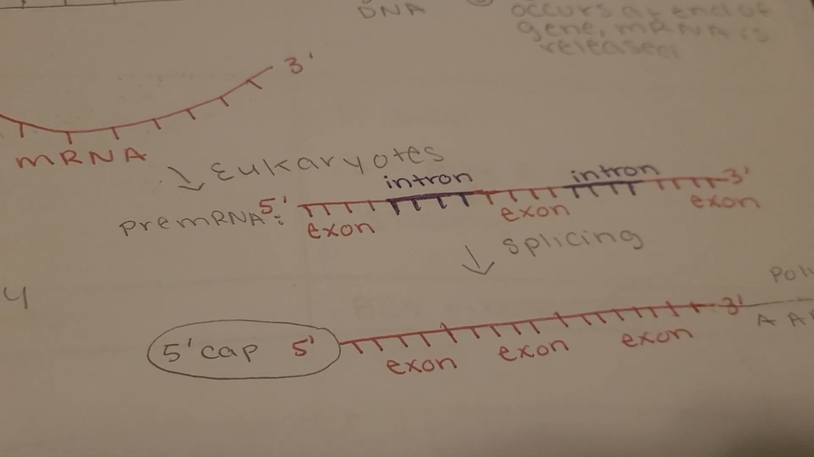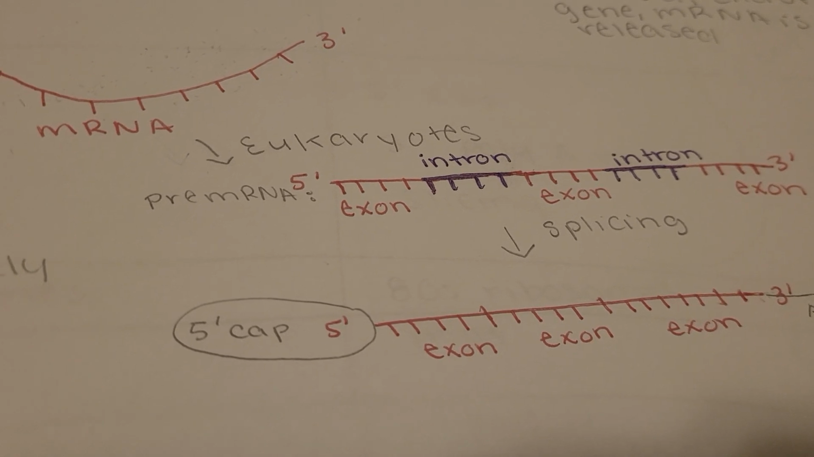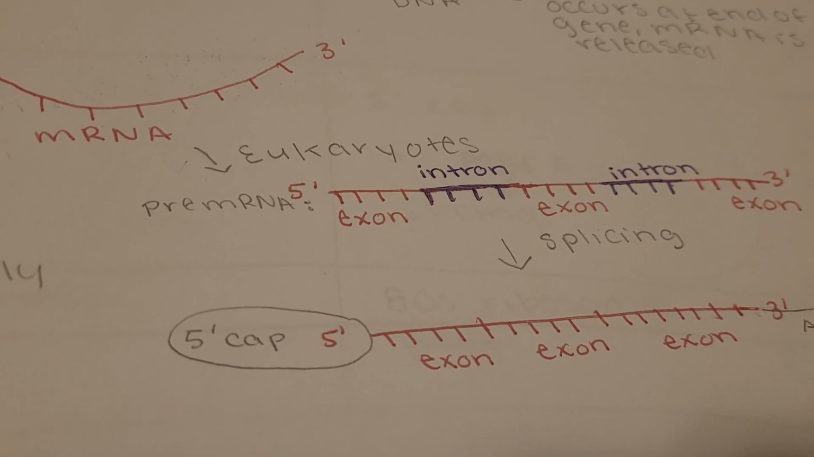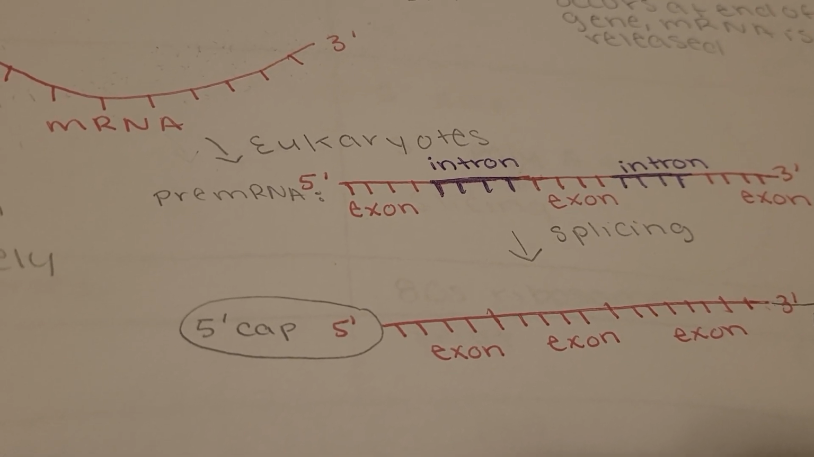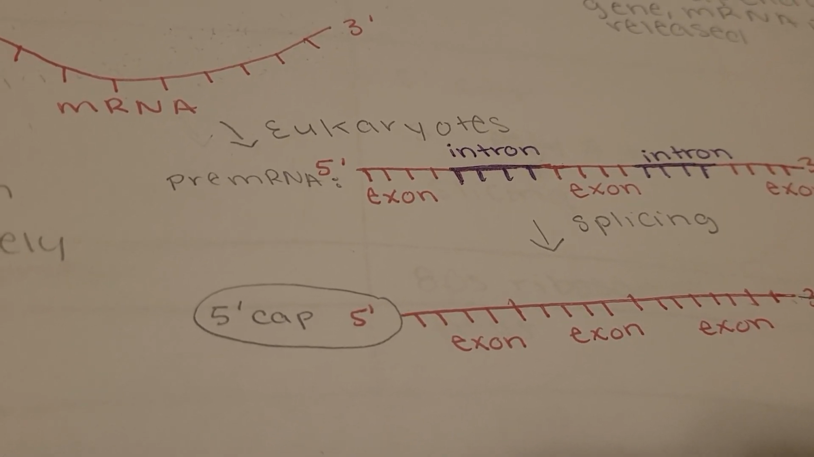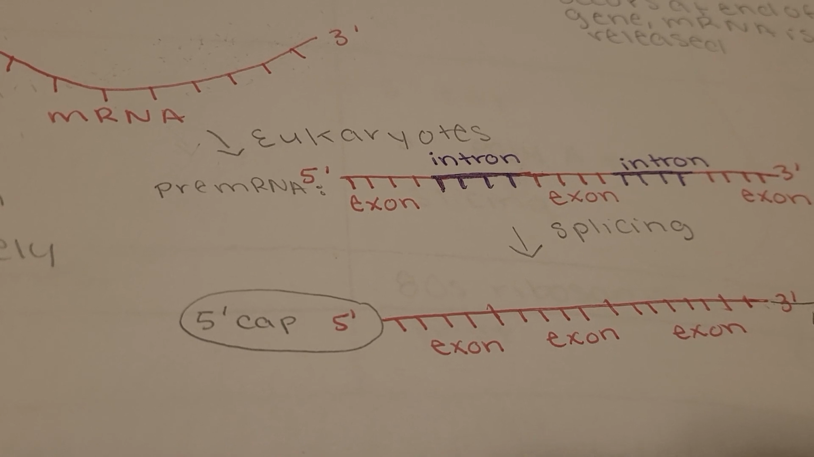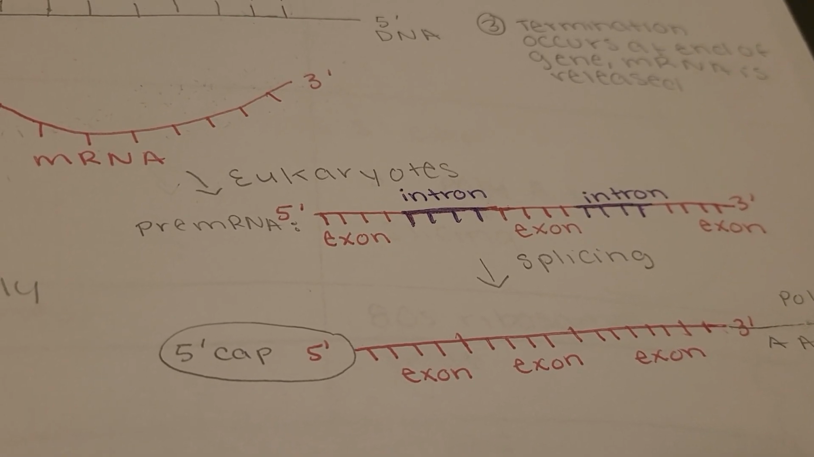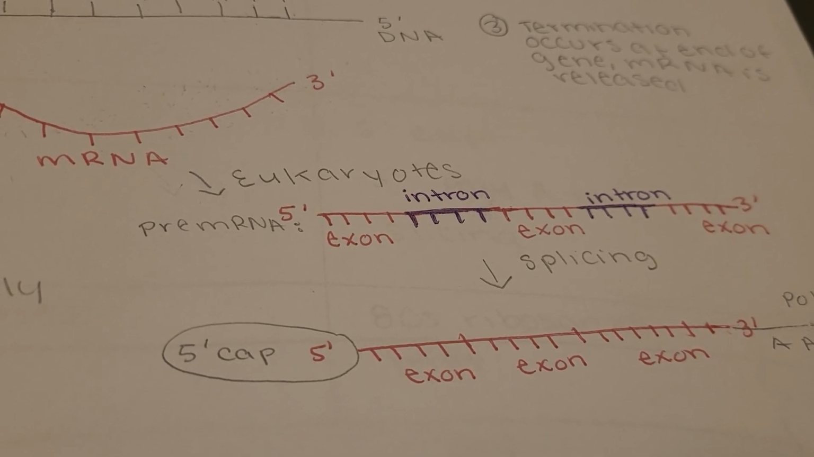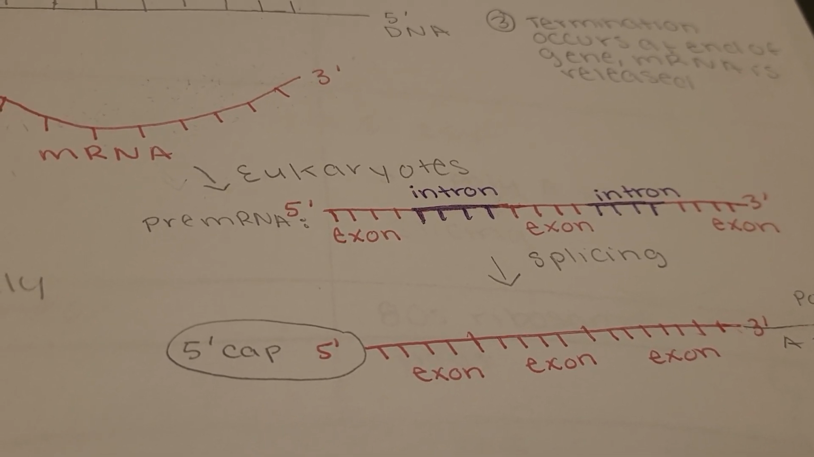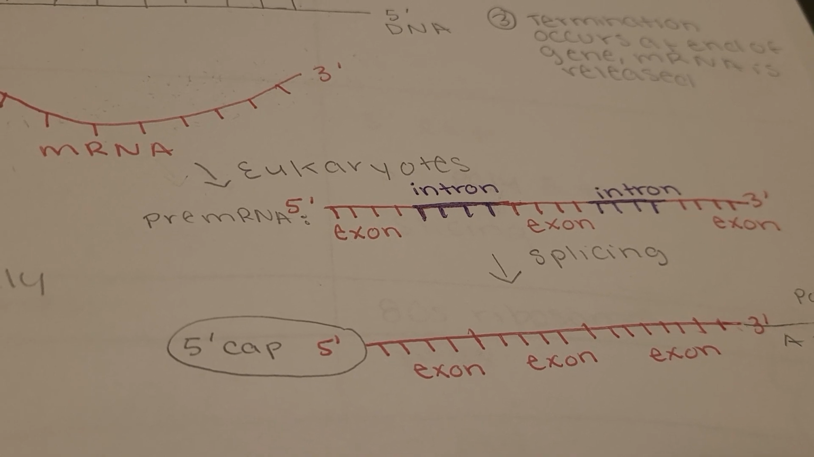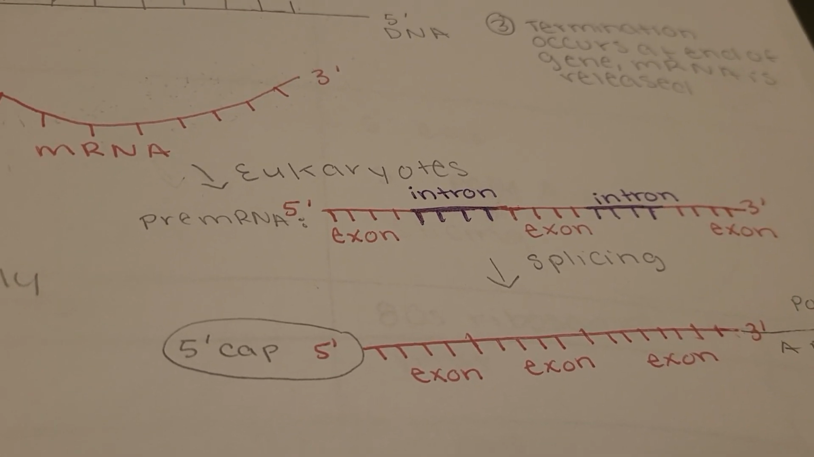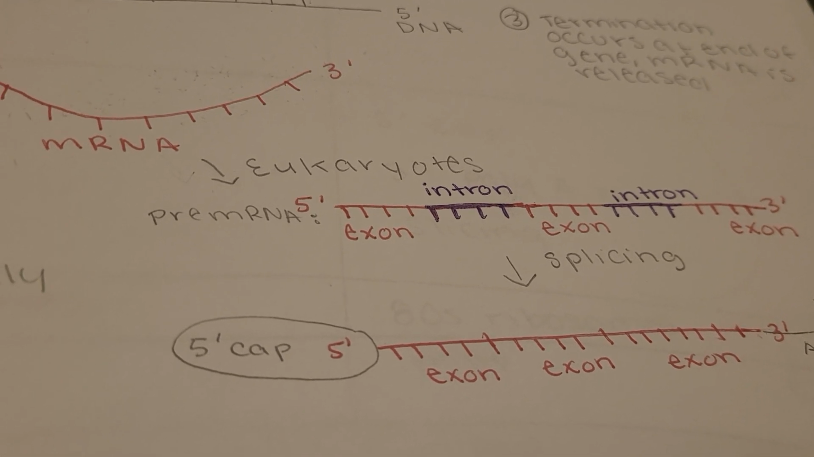However, in eukaryotes, it is a little bit more complicated because transcription is taking place in the nucleus, and the mRNA has to leave the nucleus in order for translation to take place in the cytoplasm. And in eukaryotes, this mRNA is not yet ready for translation.